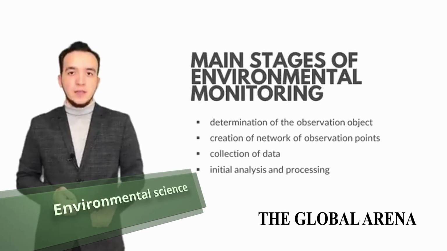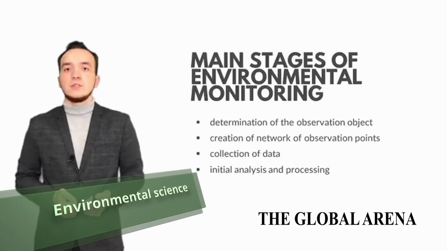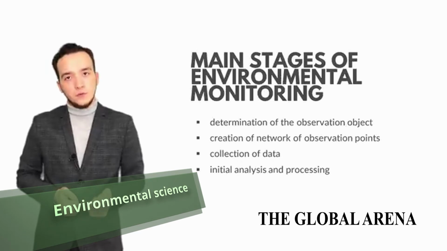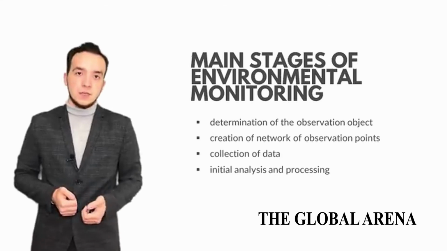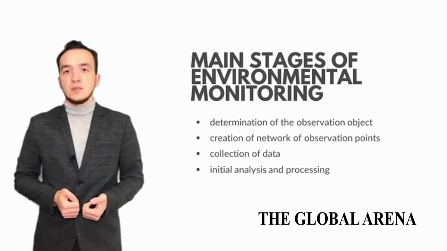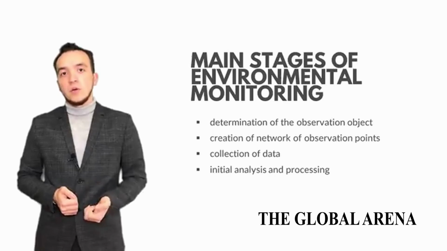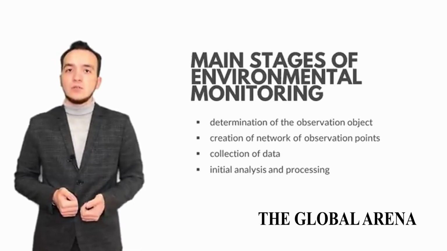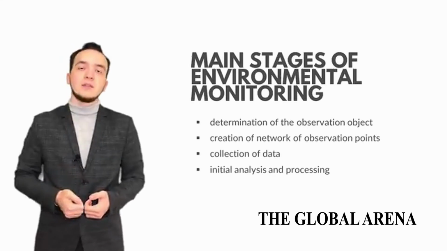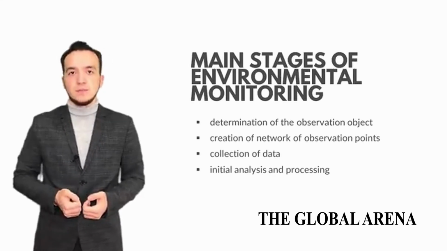Let's look at the main stages of environmental monitoring. The first stage is determination of the observation object. It is necessary to conduct a preliminary study to understand what will be observed, what indicators are the most important, and what sources of anthropogenic impact exist in this region.